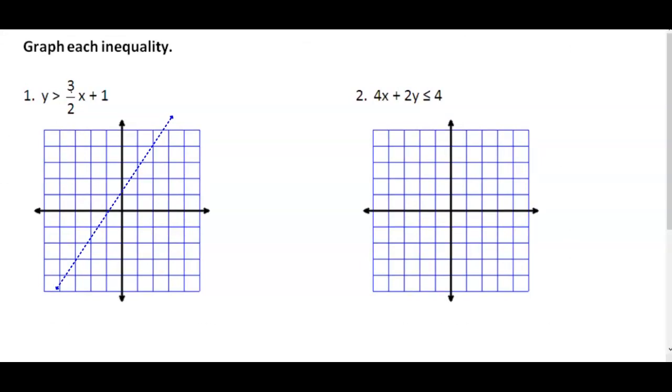Y is greater than 3 halves x plus 1. 1 is my y-intercept. So we put a big point on my y-intercept. Now I apply the slope. You go up 3 and over 2. Or down 3 and left 2. Because it is greater but not equal to, my line is dashed. And because it is greater, I shade above.